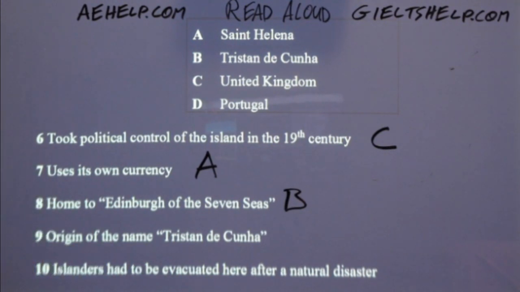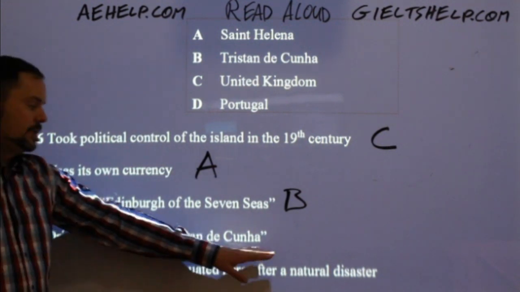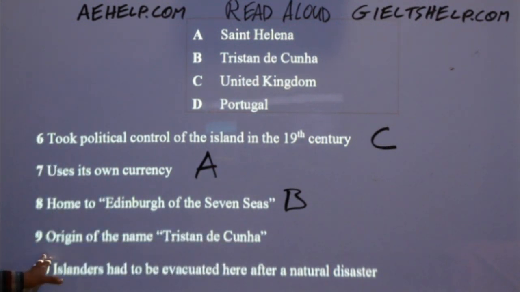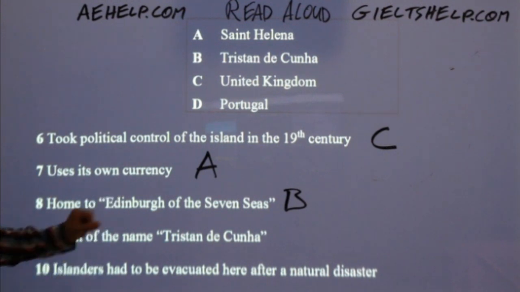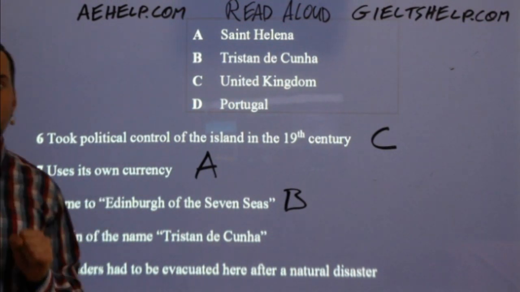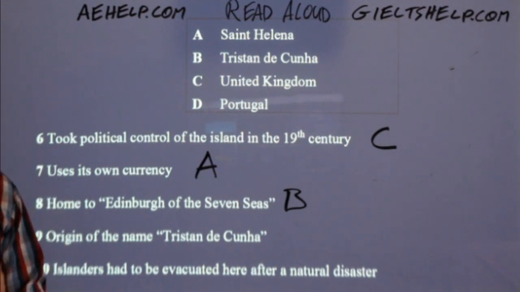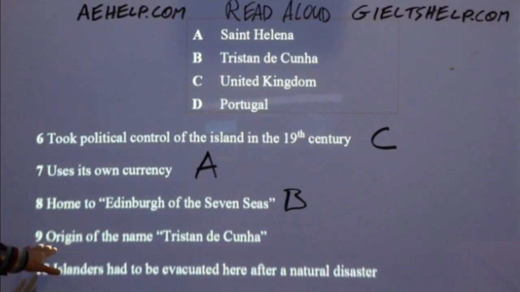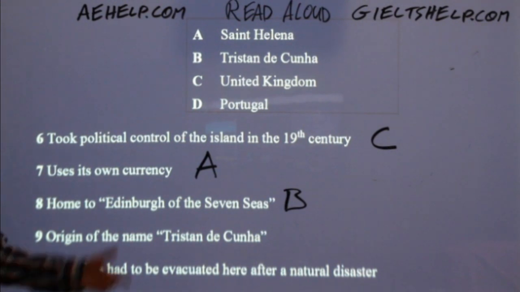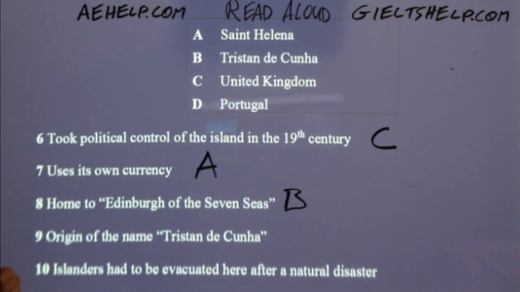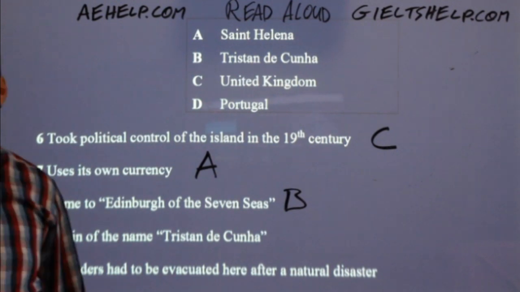Okay, origin of the name Tristan da Cunha. Again, you should not have to search for these kinds of questions. So if you're searching for these, you're really following a poor strategy. You should not have to search for these. So number 9, origin of the name Tristan da Cunha. Where does it come from? Obviously not Tristan da Cunha for that one.